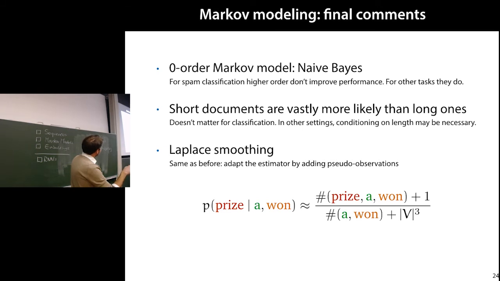And when you're doing this for spam classification, the zero-order Markov model doesn't do noticeably worse than the first order or second order Markov models. So these conditional things actually don't give you very much information about whether or not your email is spam. You can just look at individual word frequencies.